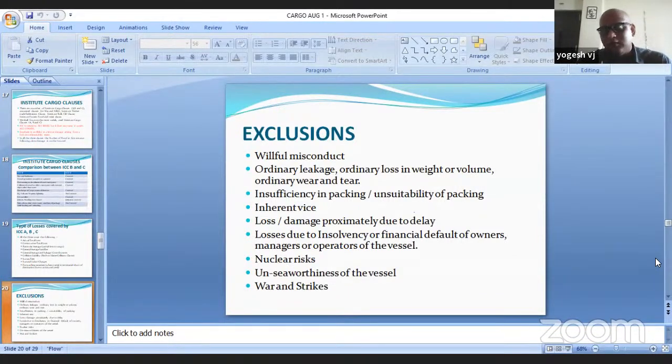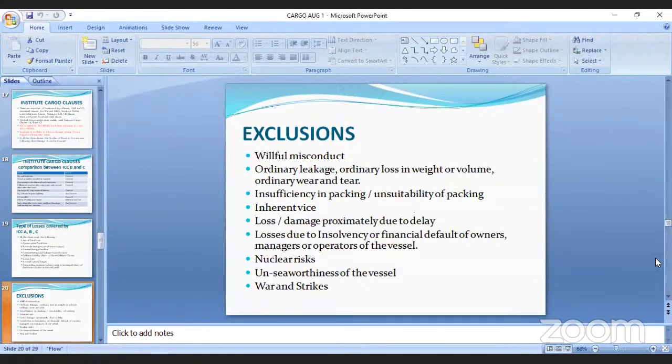Due to delay. Now, delay cannot be covered. It is delay on the part of the vessel to leave the port. How can it be covered? Losses due to insolvency or financial default of owners, managers, or operators of the vessel. Nuclear risks. Unseaworthiness. They even ask you about this when you are underwriting the policy.